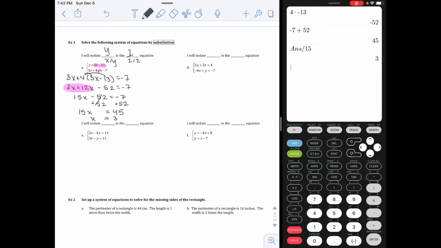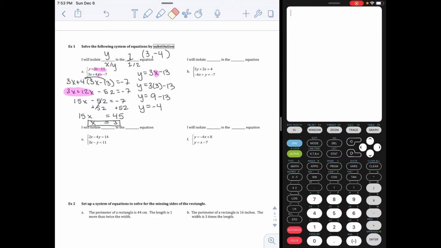So we got half of our answer so far, right? I know x is a 3, and now I have to find the y. So I'm going to take the first equation, y equals 3x minus 13, plug in my x now that I know to be 3, and now we're just going to solve. So y equals 9 minus 13, y equals, let's plug in our calculator, 9 minus 13, negative 4. So 3, negative 4 is our solution.